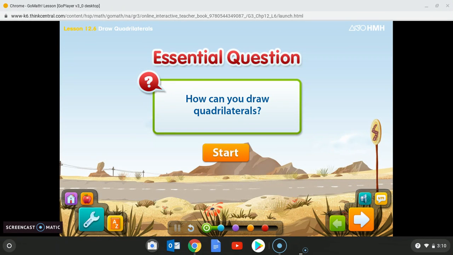In this lesson, we're going to be drawing quadrilaterals and understanding how it can be a quadrilateral, if we know how many opposite sides are parallel, if we know how many opposite sides are the same length or equal length, and if we know how many right angles are in this quadrilateral. So it's just kind of a review, only we're going to be drawing a little bit today.